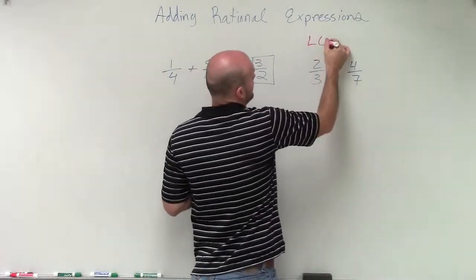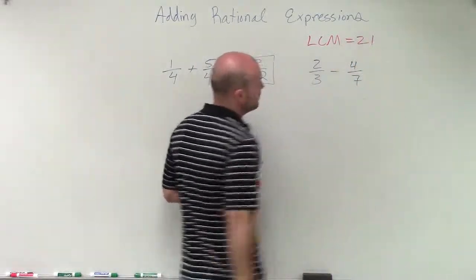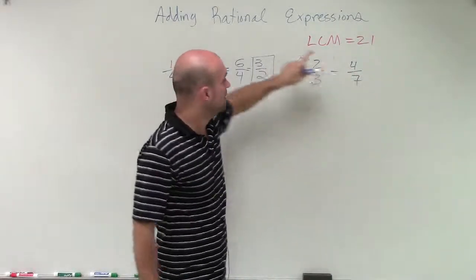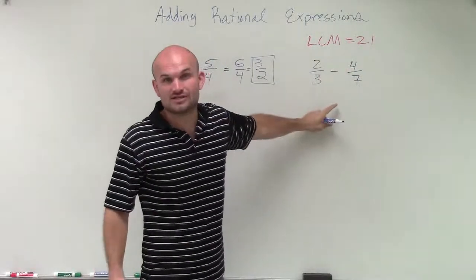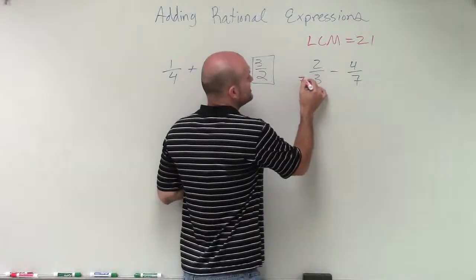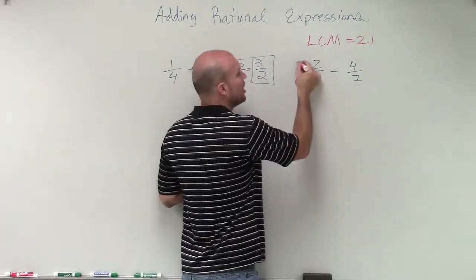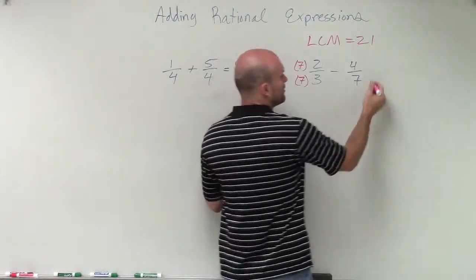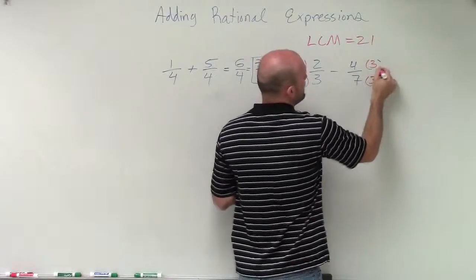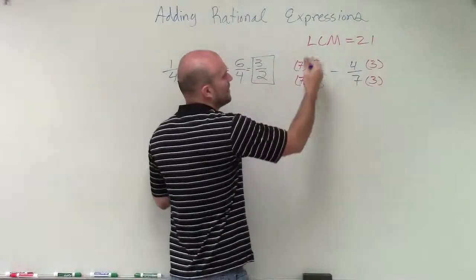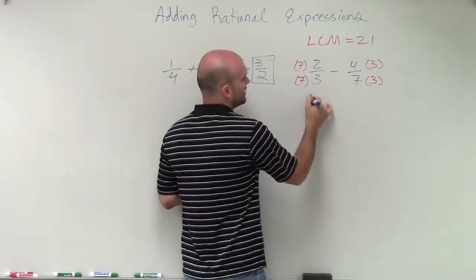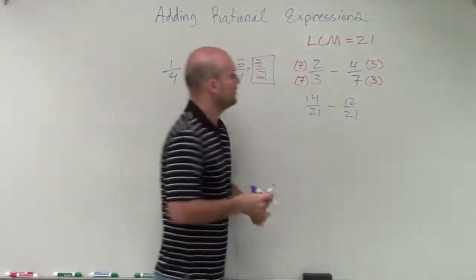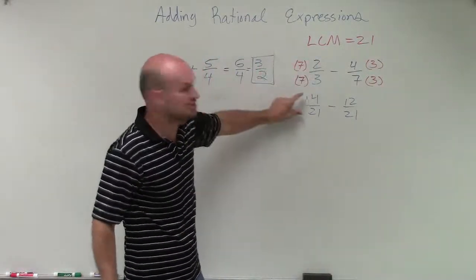And a lot of times we'll write that out. The LCM equals 21. Now what we'll do is we need to get both of these fractions so they have a denominator of 21. And to do that, I need to make sure I multiply my denominator, but also my numerator to keep equivalent fractions. Over here, to get 7 to be 21, I need to multiply by 3. Now, what I mean by equivalent fractions is when I multiply by 7/7 or 3/3, I get 14/21 minus 12/21.